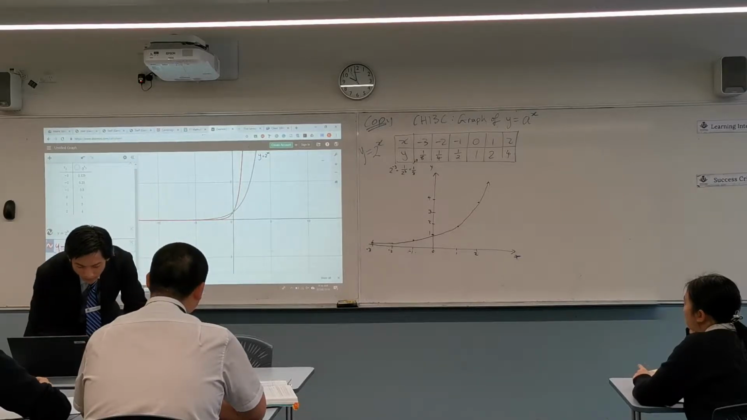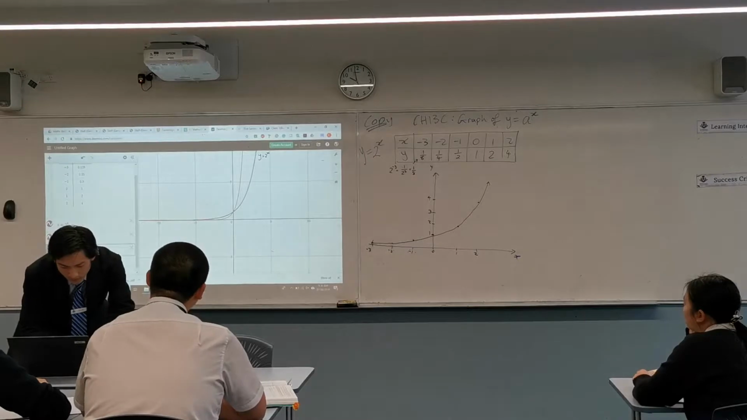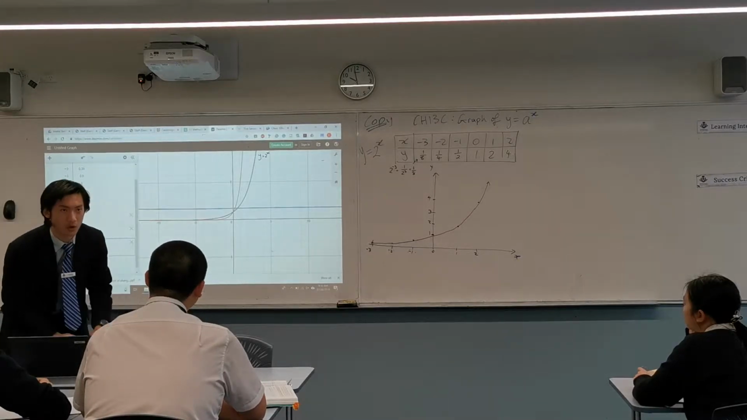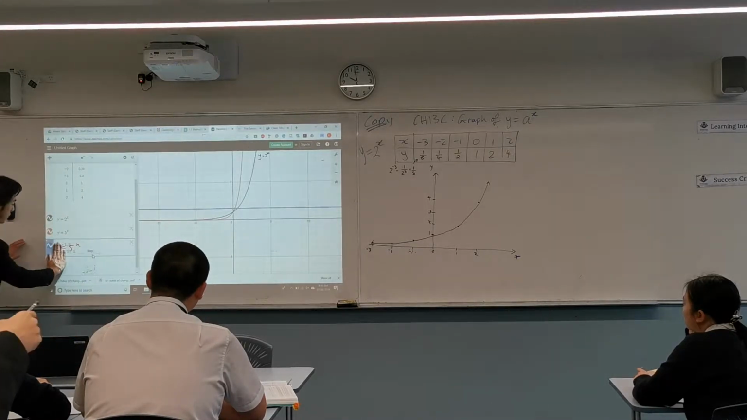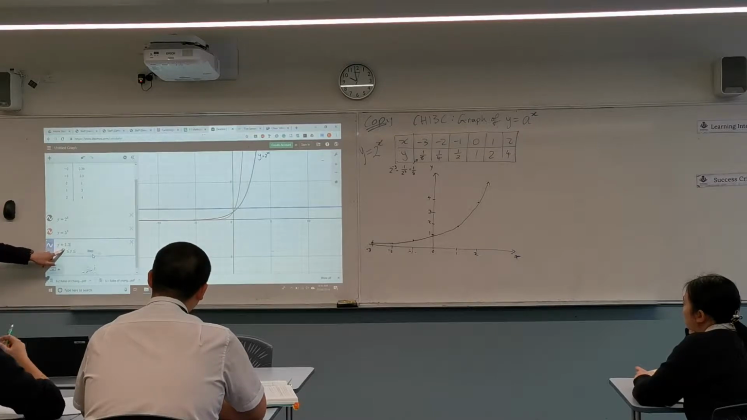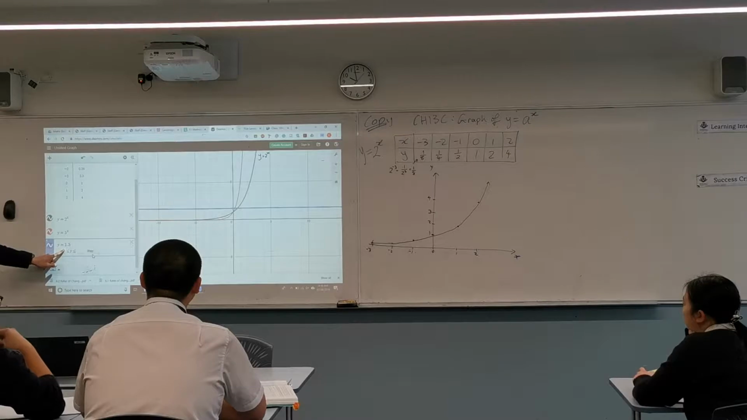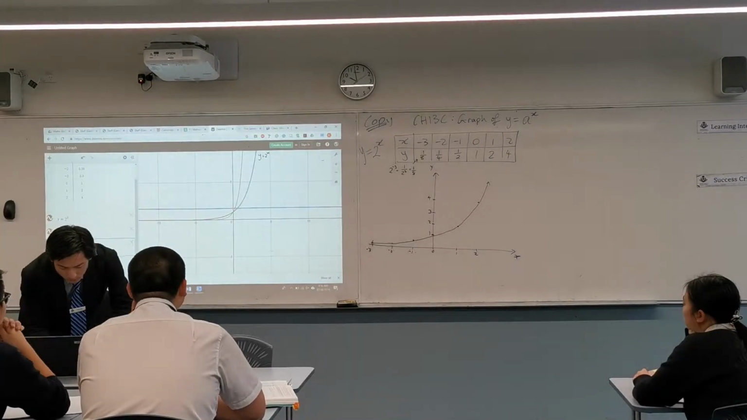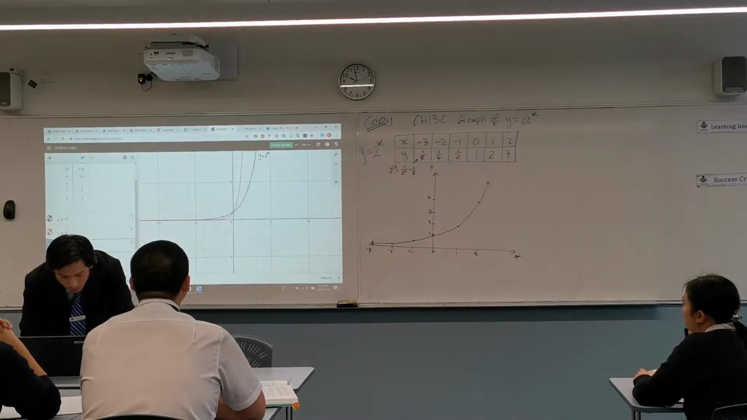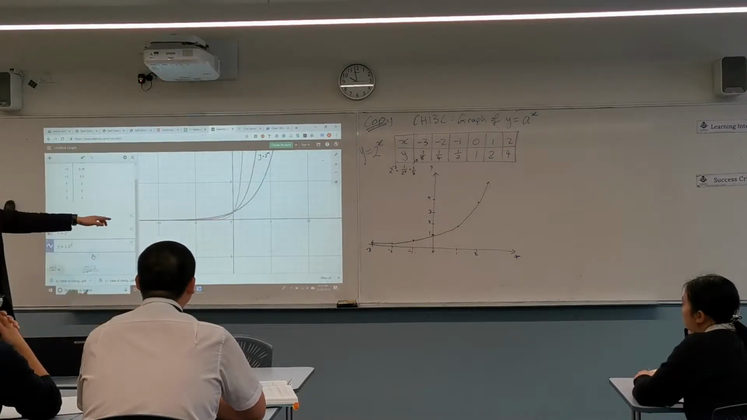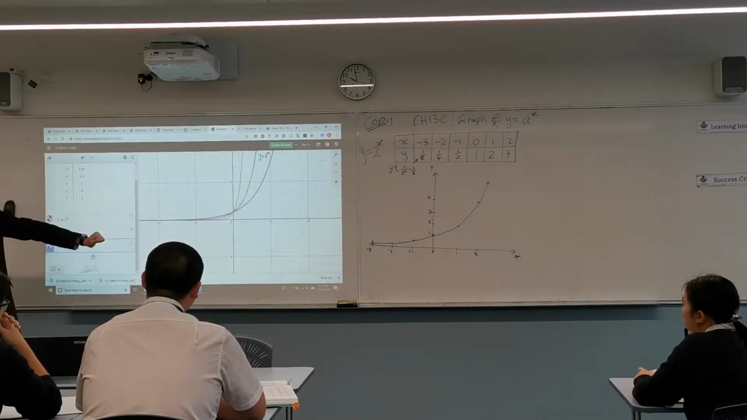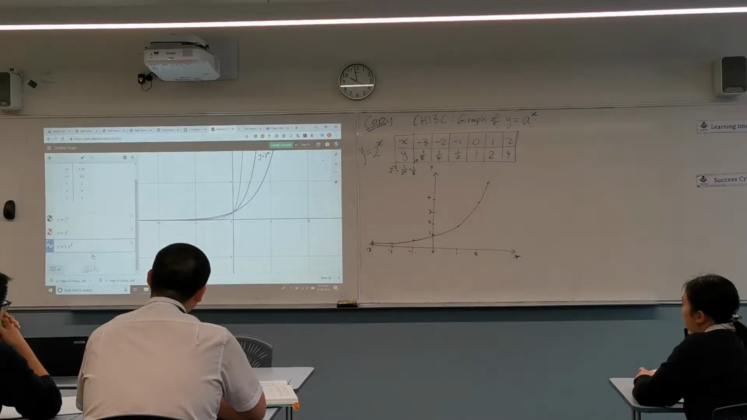I'll place one more on there. This time it's y equals 1.5 to the power of x. So if I place 1.5 to the power of x, we should see a graph that's not as steep because the number isn't increasing as quickly. 1.5 to the power of x. Okay, that's the purple line, so it's not increasing as quickly.